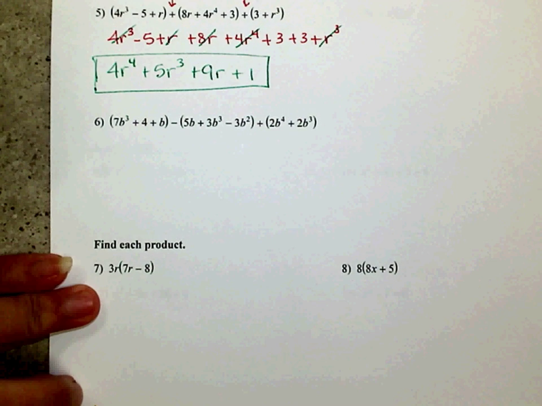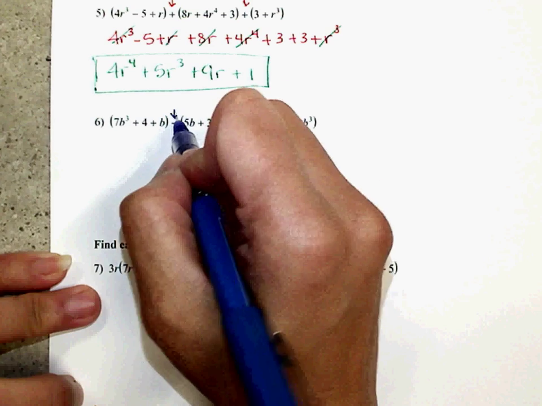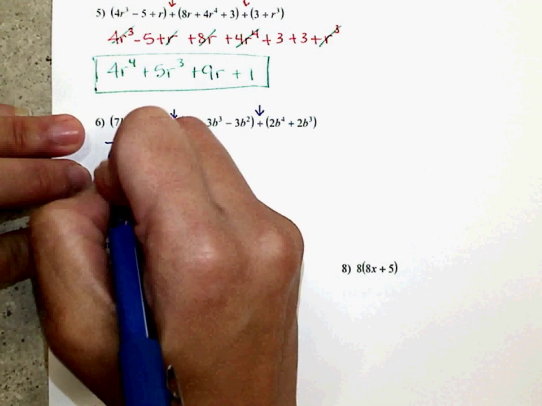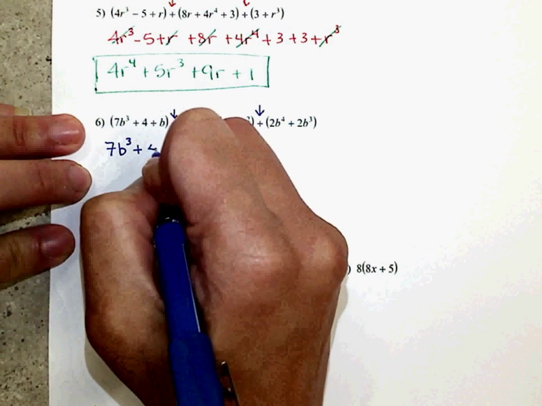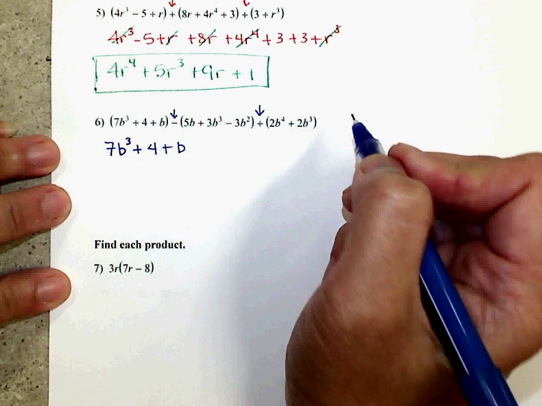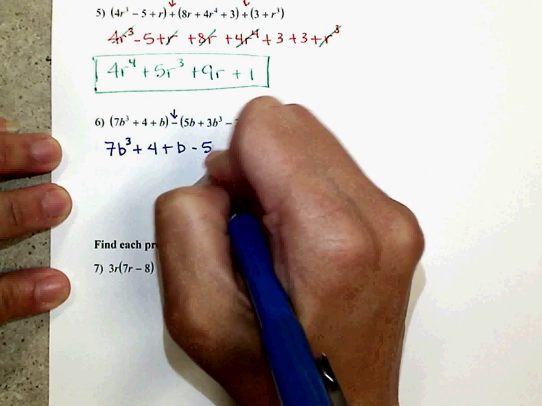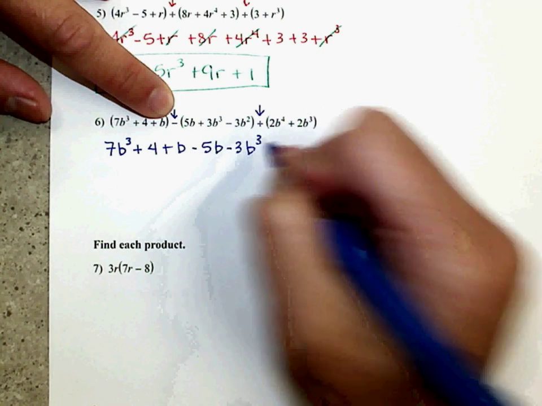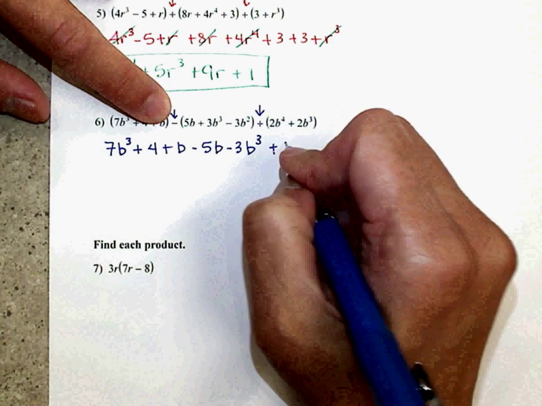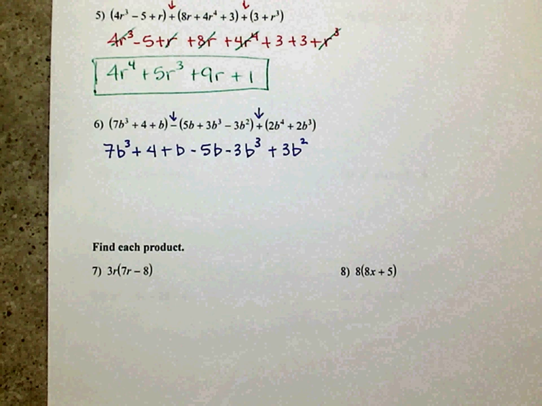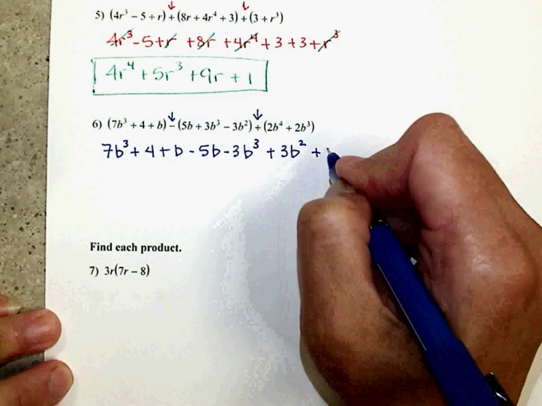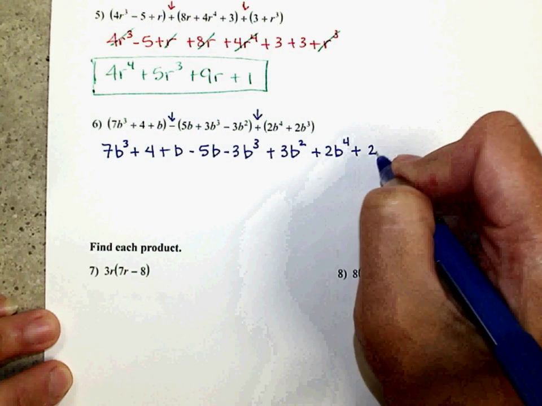Number 6. All right. This time I have a negative, so I need to make sure I multiply that. And then you have a positive, so I can just get rid of parentheses there. Bring this down: 7b cubed plus 4 plus b. Negative times a positive gives you negative 5b. A negative times a positive is negative 3b cubed. A negative times a negative is positive 3b squared. Plus 2b to the 4th plus 2b to the 3rd, or b cubed.